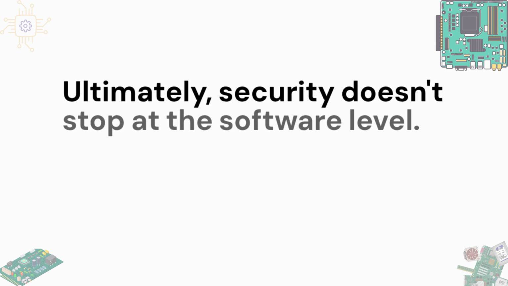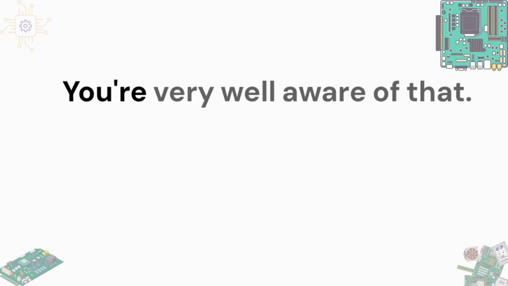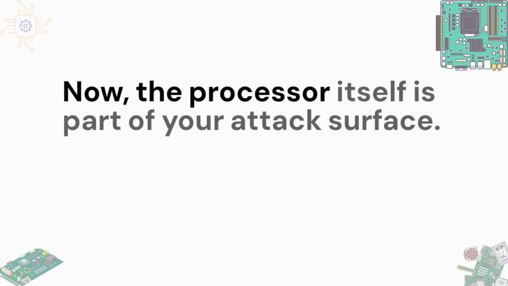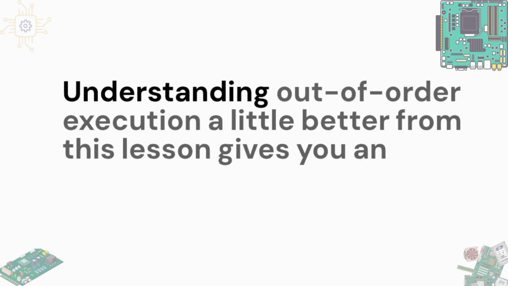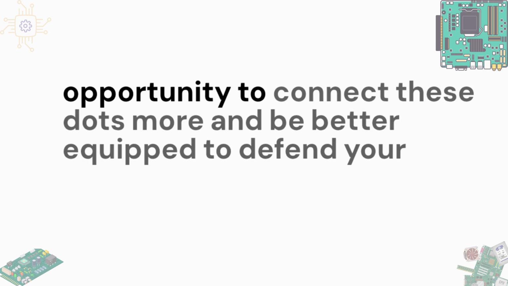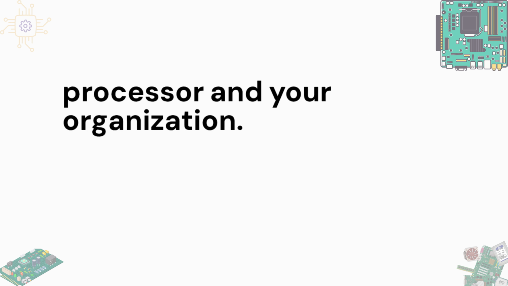Ultimately, security doesn't stop at the software level. You're very well aware of that now. The processor itself is part of your attack surface. Understanding out-of-order execution a little better from this lesson gives you an opportunity to connect these dots more and be better equipped to defend your processor and your organization.